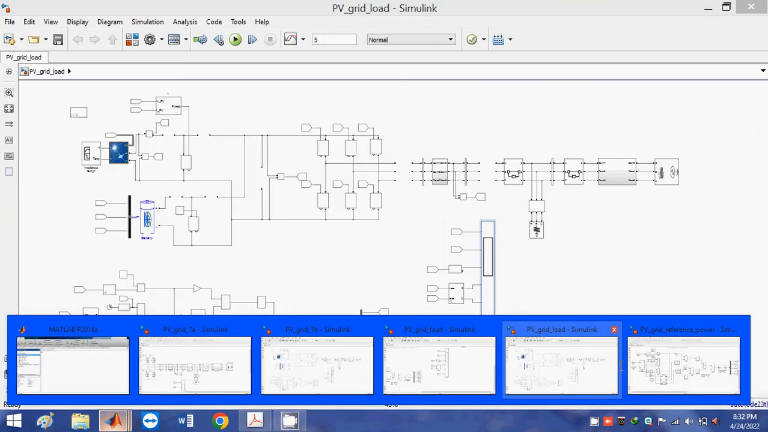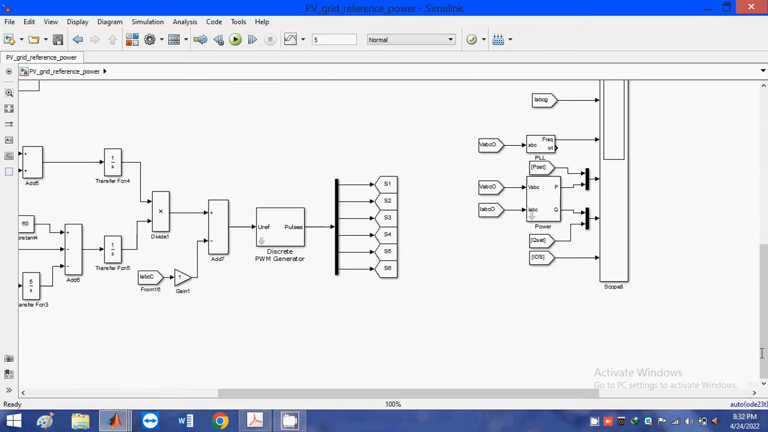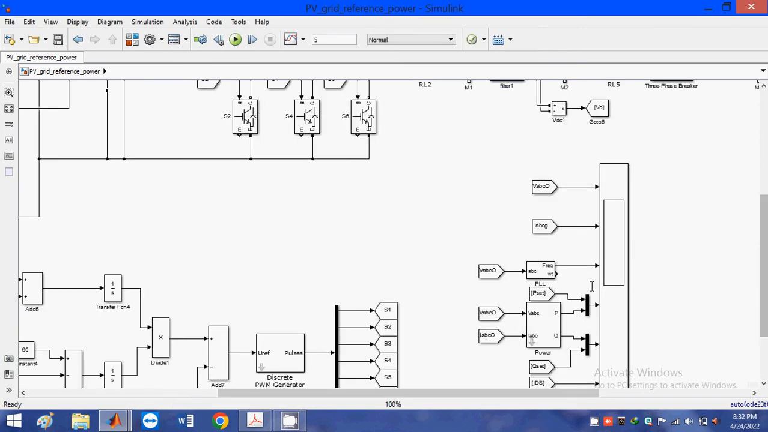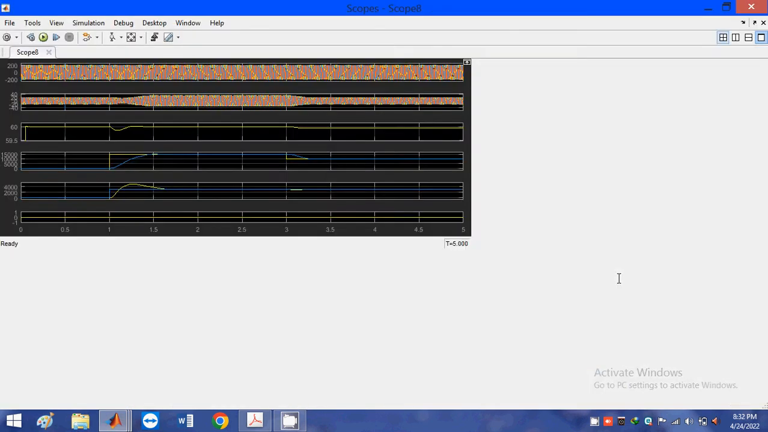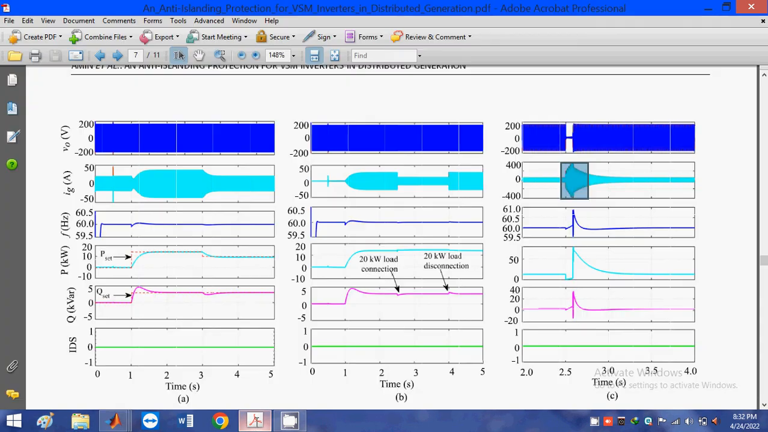So the power reference waveform will be like this. So this is figure number 1. Compare here simply.